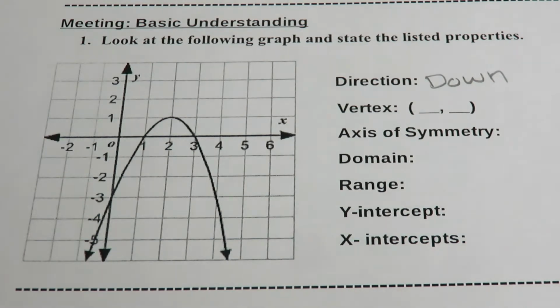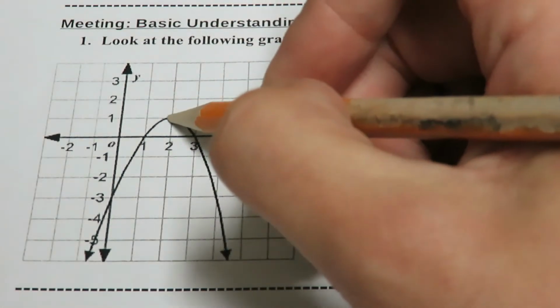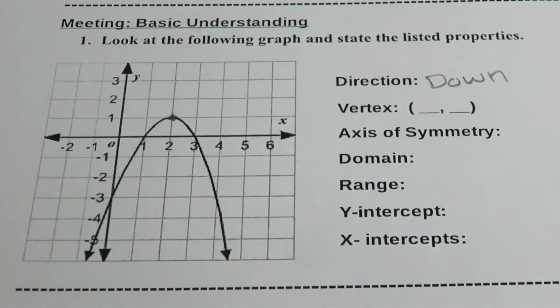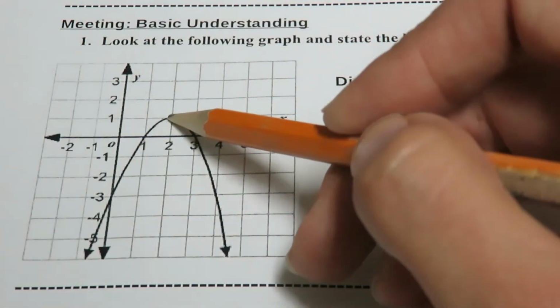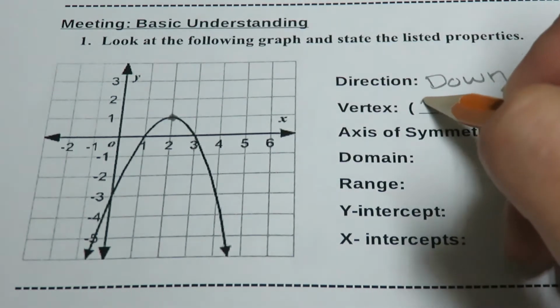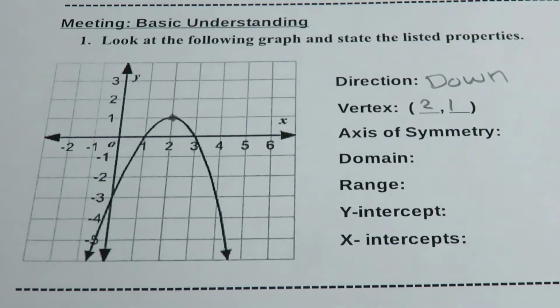The second thing it wants is the vertex. So the vertex is a point on the parabola, and it's the very highest or very lowest point. In this case, it's the very highest point, and it happens right here, right in the center. And that is going to be an actual point with coordinates, so an xy coordinate. So this point here is at the point 2, 1. So the vertex is found at 2, 1.